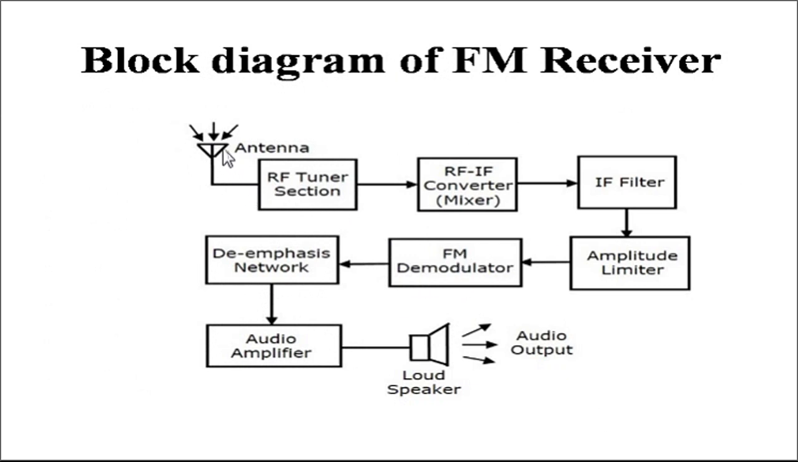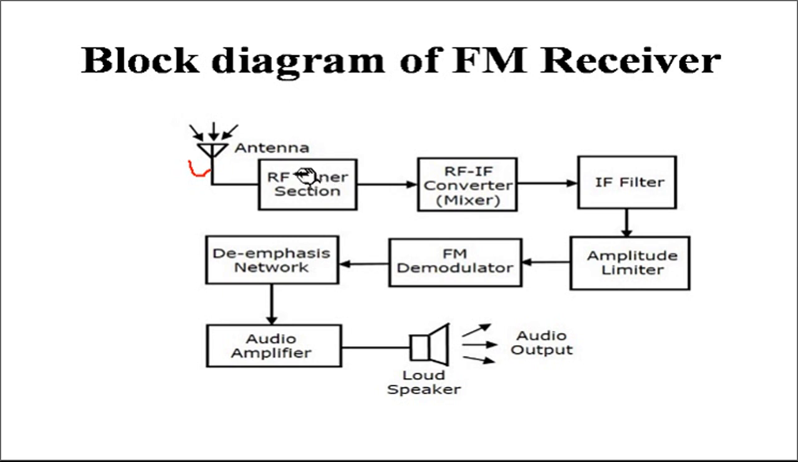Here we can see that this is an antenna. What is the function of the antenna? The antenna receives signals; you can see the inward arrows coming, which means it is a receiving antenna. Whatever signals were transmitted by the transmitter are received by this antenna. The next block is the RF tuner section.